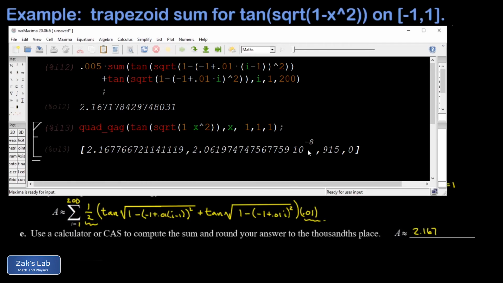The second argument is the approximate error in that approximation. So you can see it's very precise. So to the thousandths place, we get 2.168 from the built-in numerical integration package. In other words, our trapezoid sum was slightly underestimating.